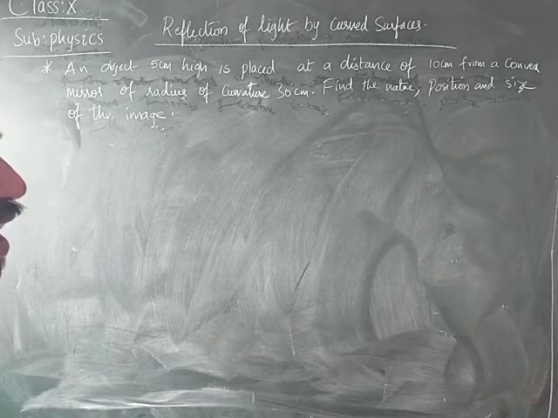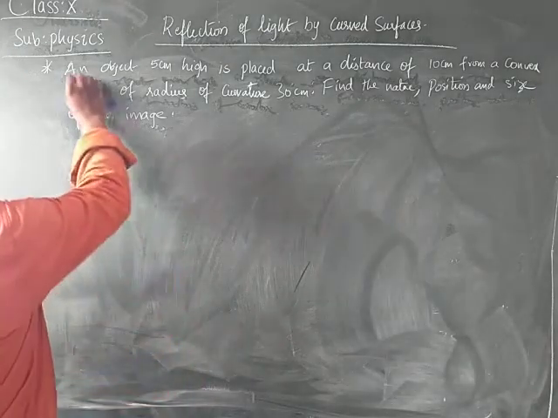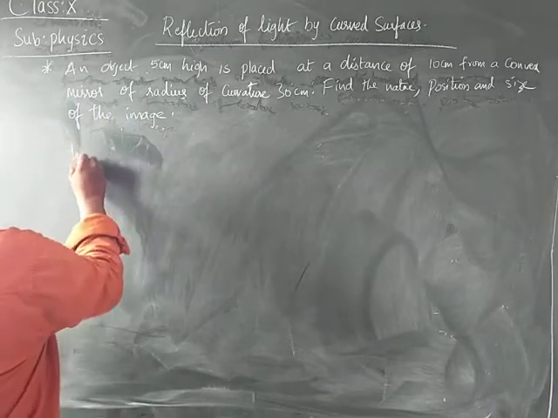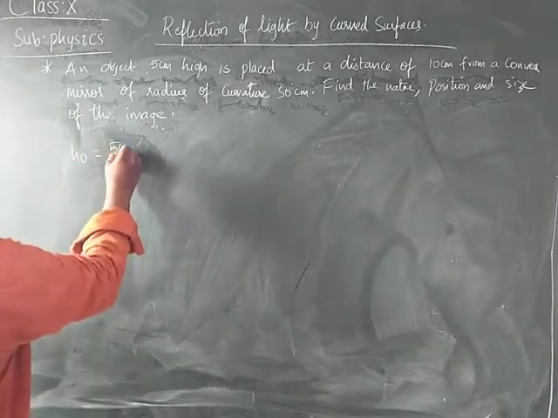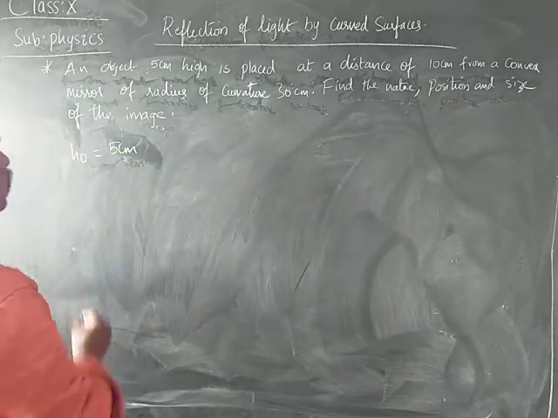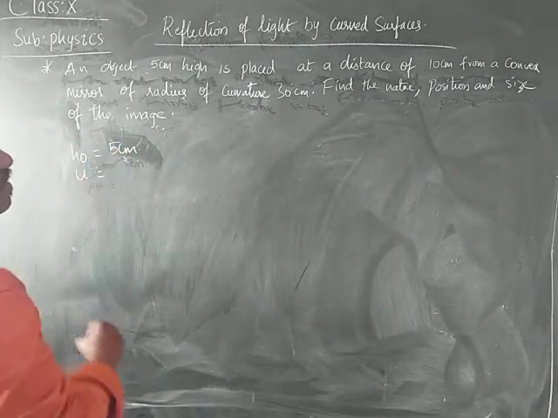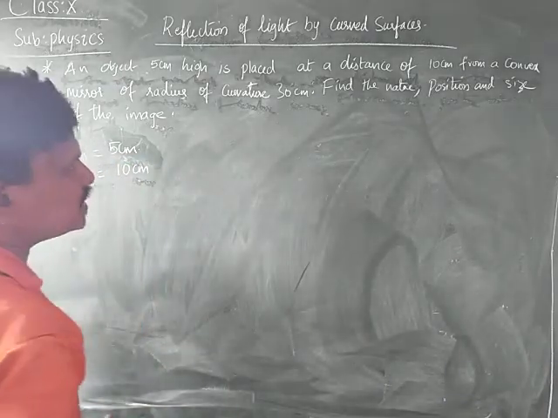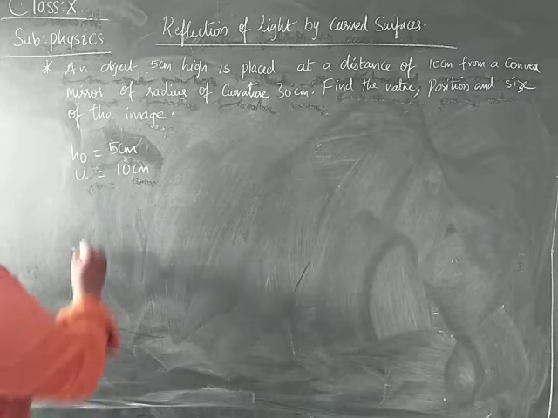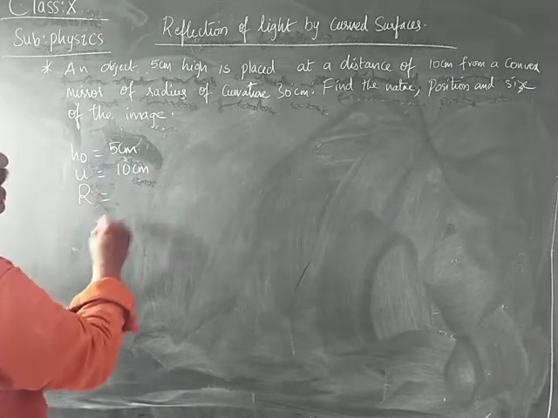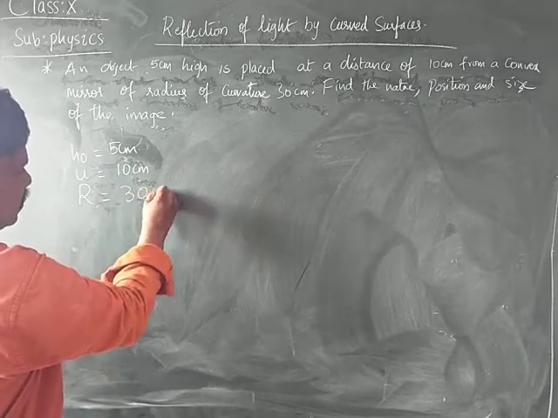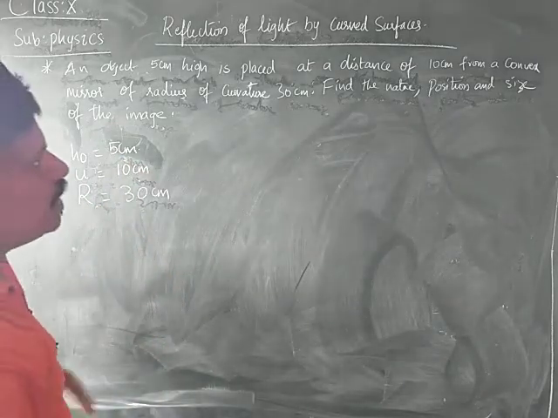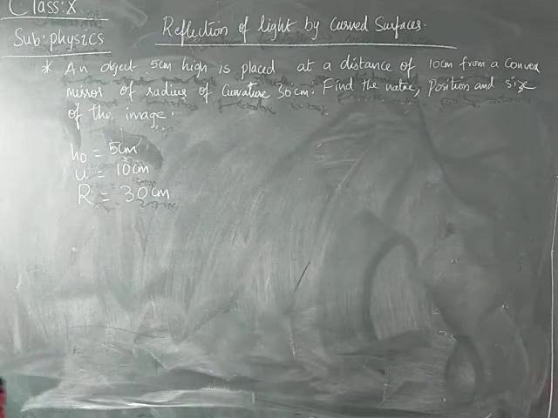Okay, first we will write what is given. Height of the object is equal to 5 centimeter. Object distance is 10 centimeter. And here radius of curvature is given. Radius of curvature is 30 centimeter. And here what mirror is it? It is the convex mirror.